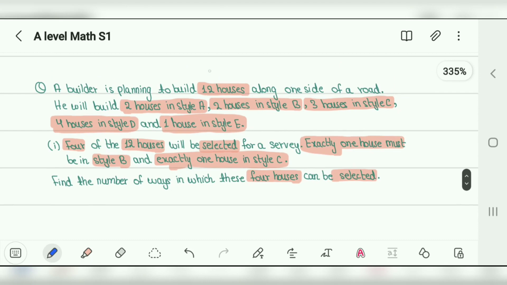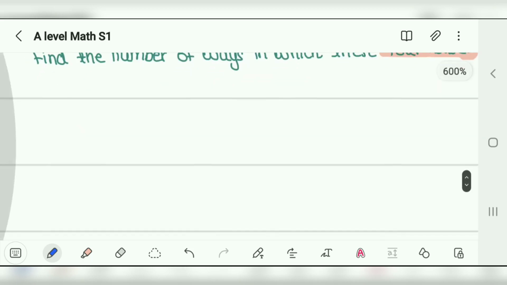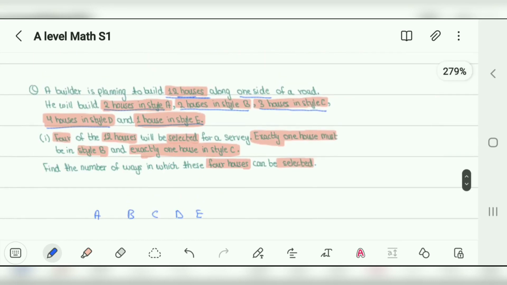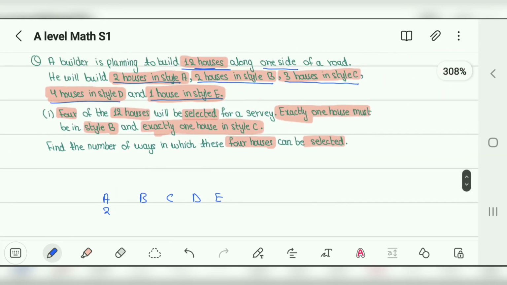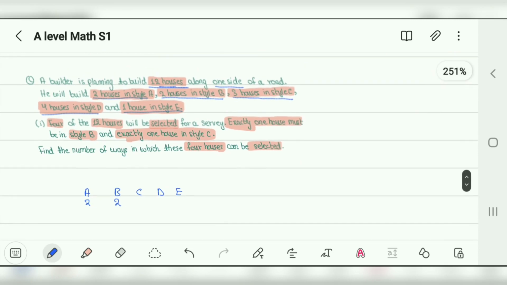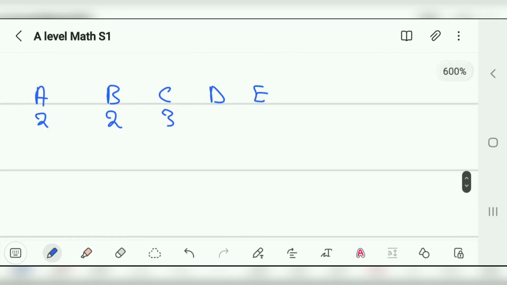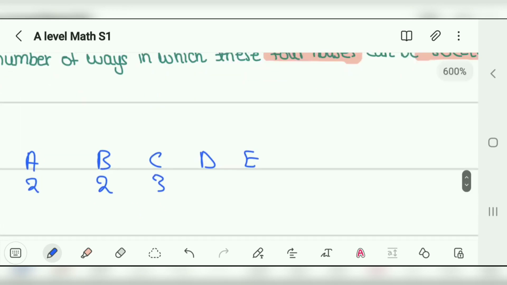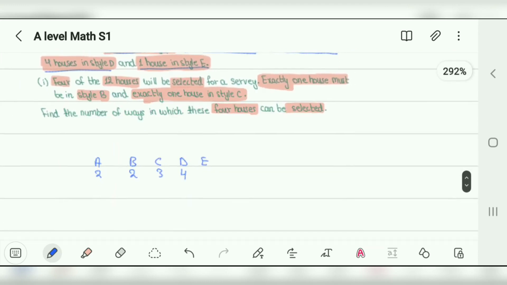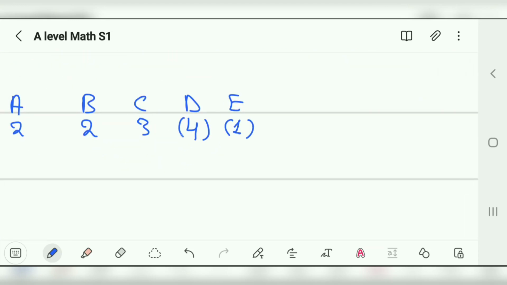A builder is planning to build 12 houses along one side of a road. He will build 2 houses in style A, 2 houses in style B, 3 houses in style C, 4 houses in style D, 1 house in style E. Okay, so we have here A, B, C, D, E. Style A has 2, B has 2, C has 3, style D has 4, and E has 1.